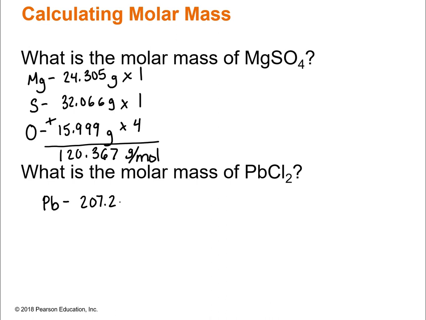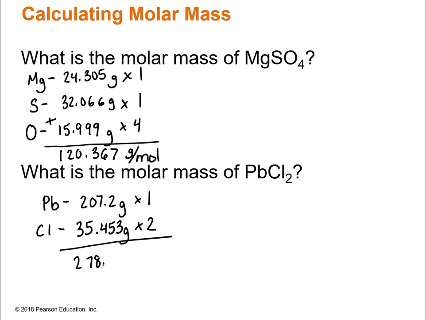When you look up lead, it's 207.2, and there's only one of them. For chlorine, we've got 35.453, and there are two of them. So you should get something in the ballpark of 278 grams per mole. So it looks like those of you who put your answer in the chat, we agree. That's how you calculate molar mass.